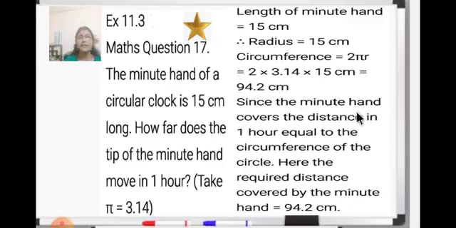Now since the minute hand covers a distance in 1 hour equal to the circumference of the circle, because you can see here the minute hand takes the whole round in 1 hour, that is equal to the circumference of the circle. So the required distance covered by the minute hand will be this much only. In 1 hour, how much distance will it cover? It will cover 94.2 centimeter. So this is again an important question.